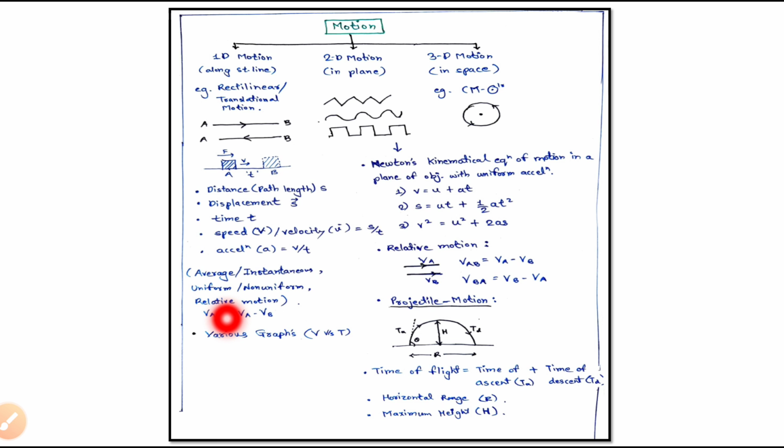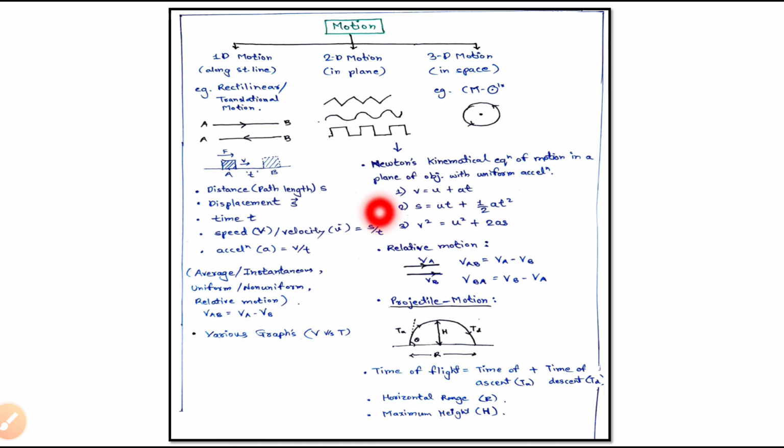After that, we also studied uniform quantities, that is uniform speed, uniform velocity, uniform acceleration, and so on. Later on we also studied certain graphs related to velocity and time. After that we went through motions in a plane. There we derived certain equations of motion, given by Newton's equations of motion, also called kinematical equations of motion, for a plane motion of an object with uniform acceleration. This is important: with uniform acceleration.